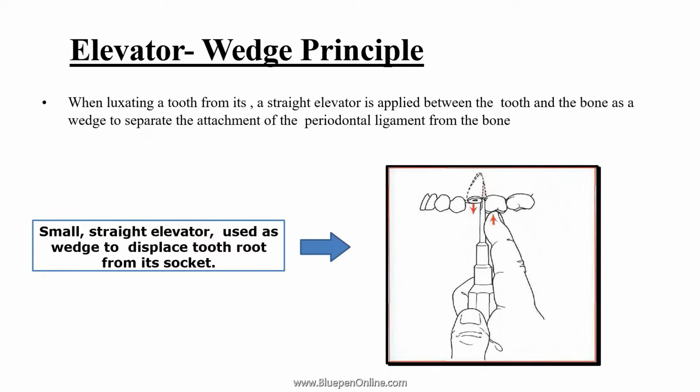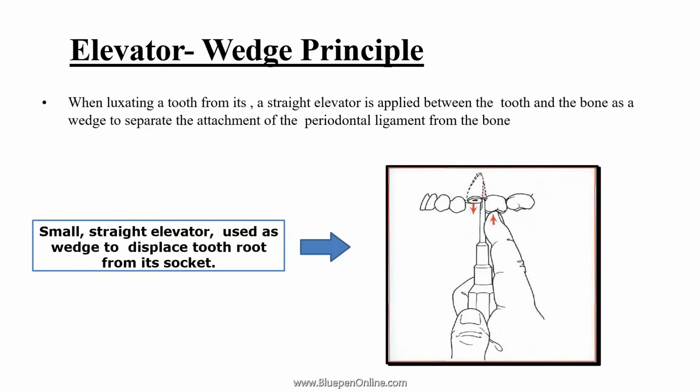Okay, now when you're extracting a tooth, what do you actually do? This is a straight elevator. You actually place it between the tooth and the bone as a wedge. I hope you're following. You'll place this elevator as a wedge in between the tooth and the bone to separate the attachment of the periodontal ligament from the bone. And this helps to displace the tooth root from its socket. This is how you apply the wedge principle.